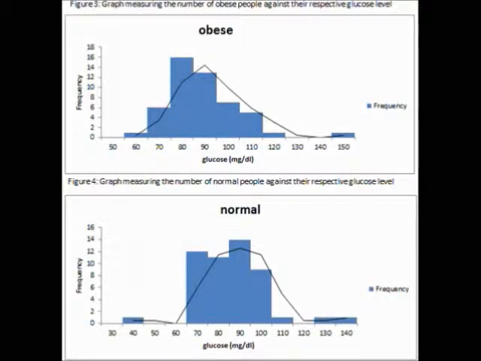Kurtosis is the measure of the peak of the distribution, and it indicates how high the distribution is around the mean. Data sets with low kurtosis tend to have a flat top near the mean rather than a sharp peak. Skewness is a measure of symmetry or the lack of symmetry. As seen from the table, the kurtosis values and skewness values for normal and obese are similar. Hence, from the graph we can tell that both normal and obese are similar and they are normally distributed.